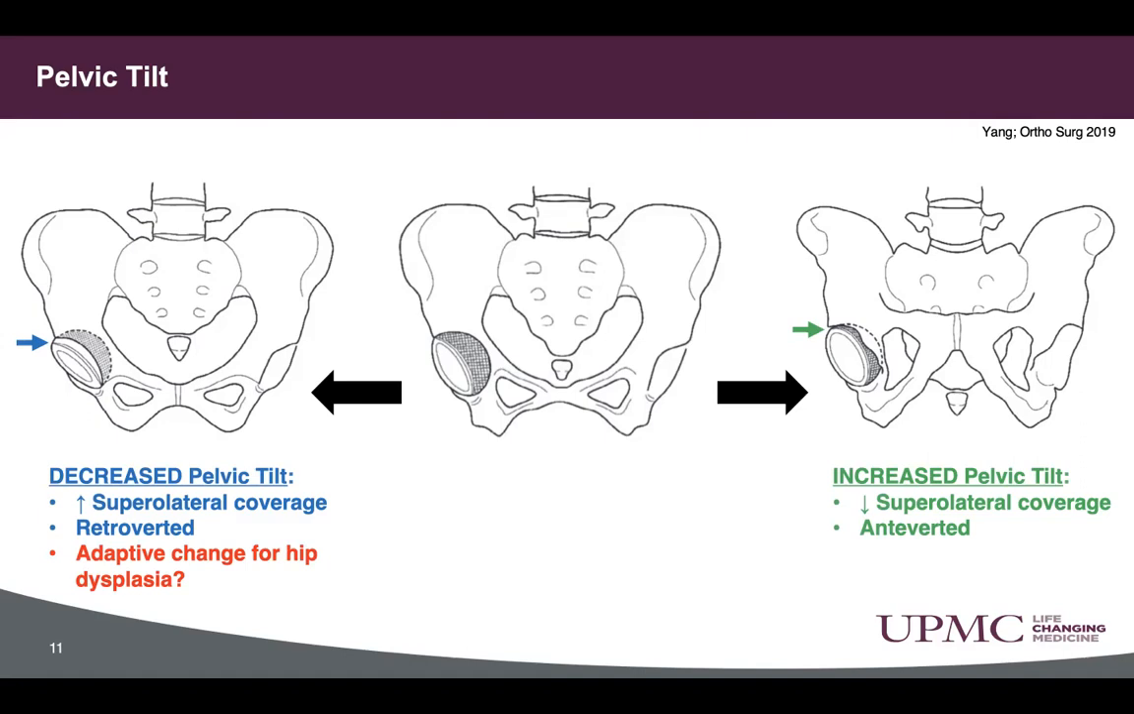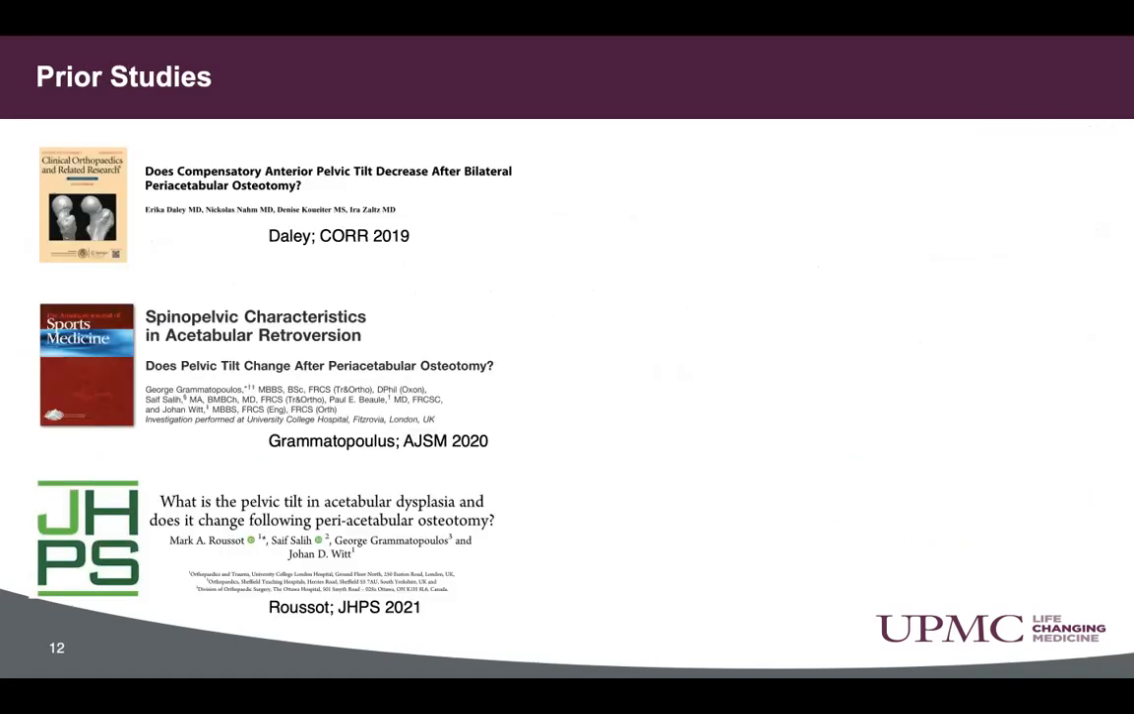One of the questions that's come up in the hip preservation literature is, for patients with hip dysplasia, is this decreased pelvic tilt that we sometimes see an adaptive change? In other words, are patients decreasing their pelvic tilt to give them more superior lateral coverage and symptomatic relief? And if so, does this adaptive change go back to its native alignment after PAO surgery to increase their superior lateral coverage? Several prior studies in the literature have attempted to answer this question.